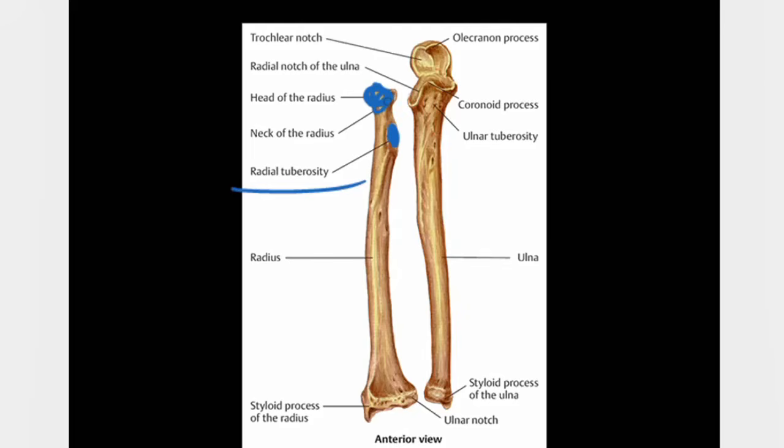Sometimes they shade the head of the radius and then they ask you, it is attaching to what? Remember, it is attaching to the capitulum of the humerus. Why radial tuberosity? What's attaching to it? The biceps brachii muscle proper attaches to the radial tuberosity.